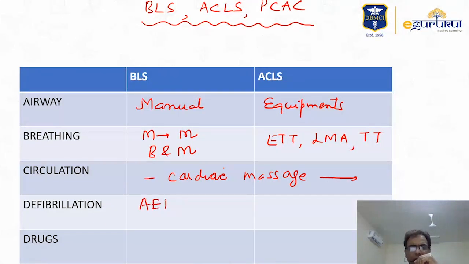Defibrillation by automatic external defibrillators is a part of basic life support, while defibrillation by manual defibrillators is a part of advanced cardiac life support. Why is it so? Automatic external defibrillators, you would have seen, can be used even by a common man. You simply switch them on, place the electrodes over the chest, and automatically they will diagnose the rhythm, and if the rhythm is shockable, they will give a shock. Since they can be used by common men, they are part of basic life support.